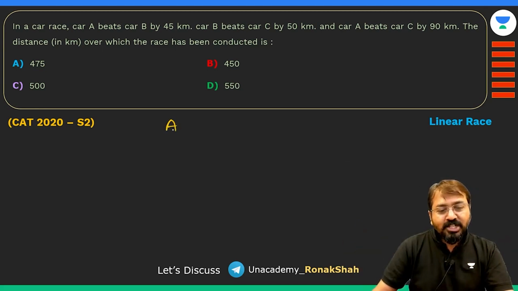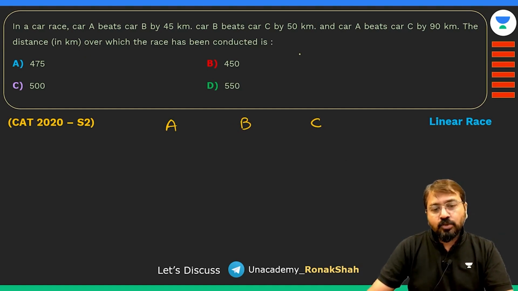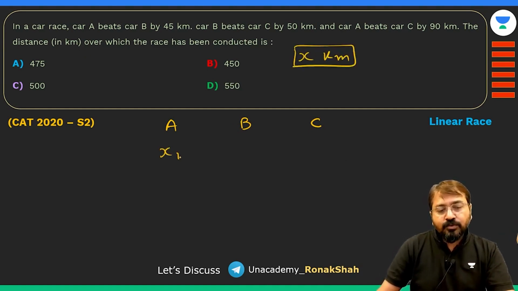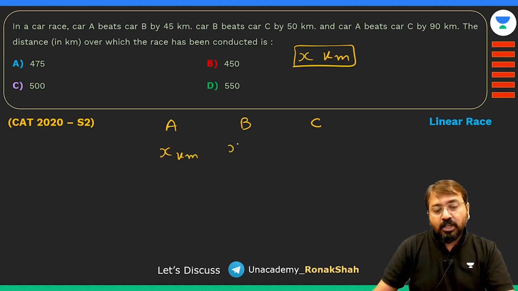Right. So let's solve this question quickly. It's a very simple question. So A, B, C, we don't know what is the length of the race. So we can assume it was X kilometer. So when car A runs for X kilometer, car B runs 45 less, so X minus 45 kilometer.